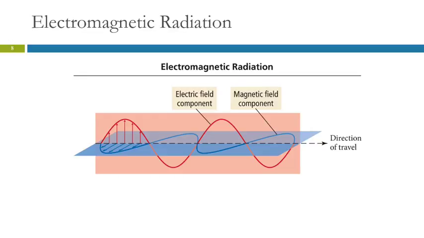So here's an illustration of these oscillating waves. In red, we're looking at the electrical component, and so this field increases and decreases. It's in the form of a sine wave as it travels through space. The magnetic component is oscillating in a perpendicular plane. And both of these fields are traveling together at the speed of light. Any questions?